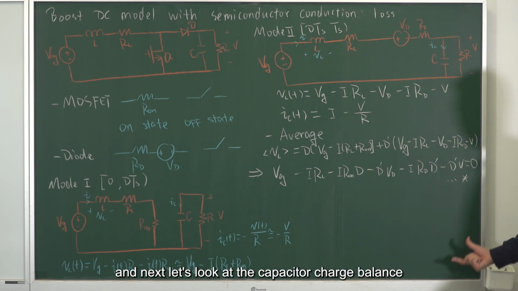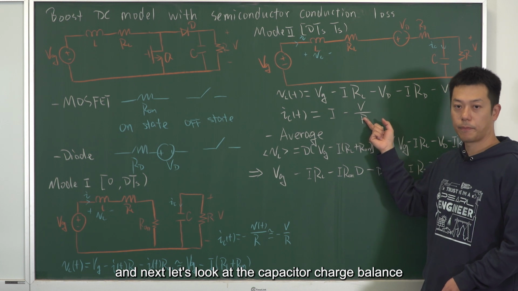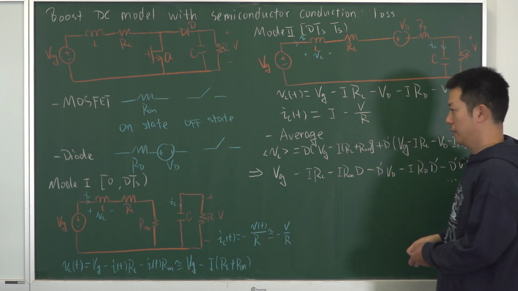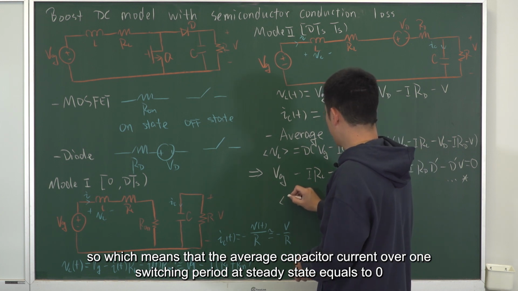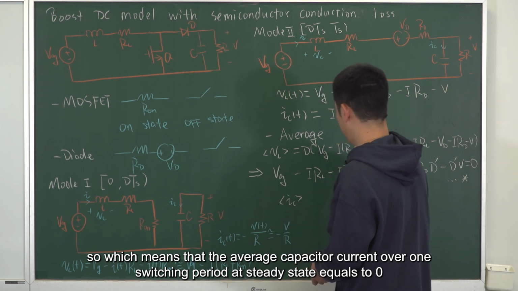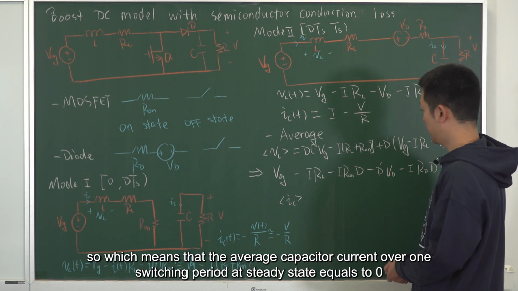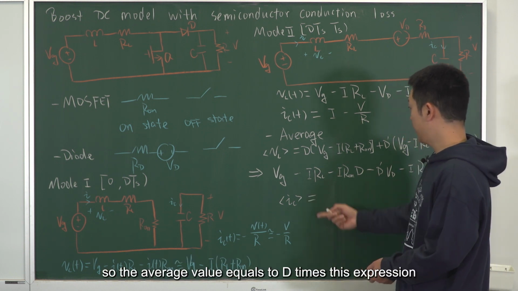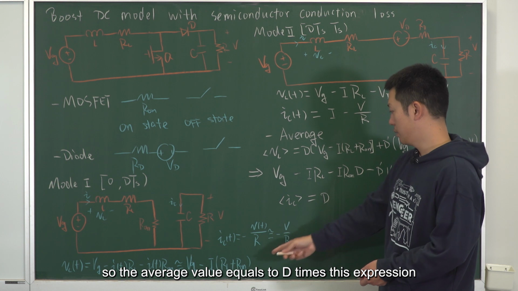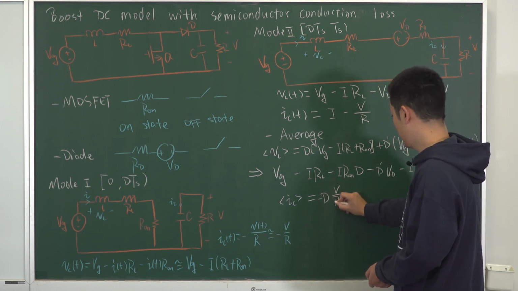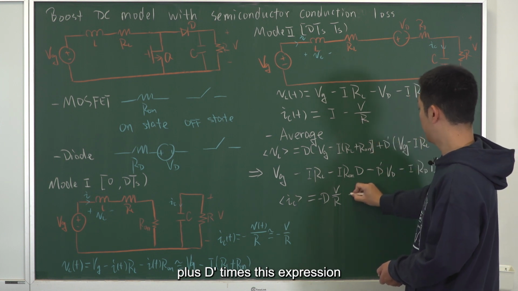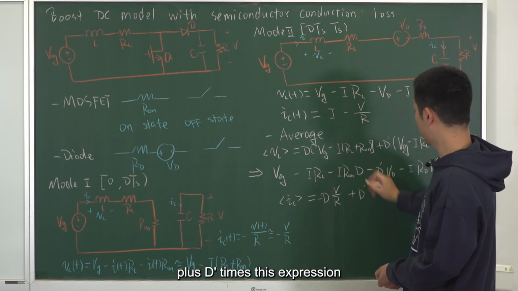And next, let's look at the capacitor charge balance. This means that the average capacitor current over one switching period at steady state equals 0. So the average value equals D times this expression, plus D prime times this expression.